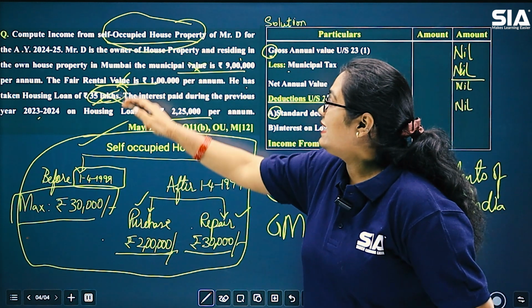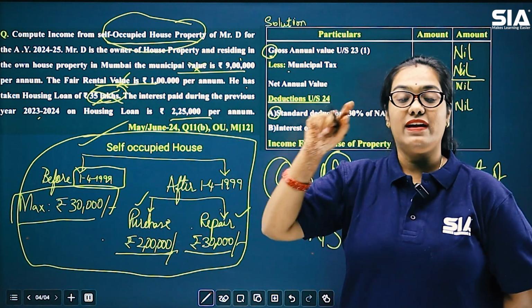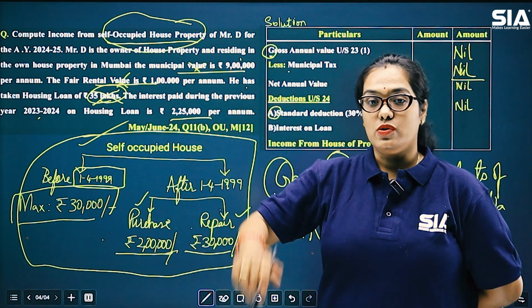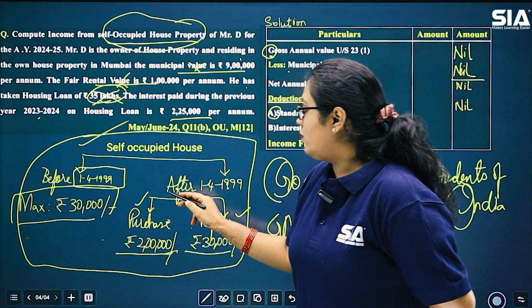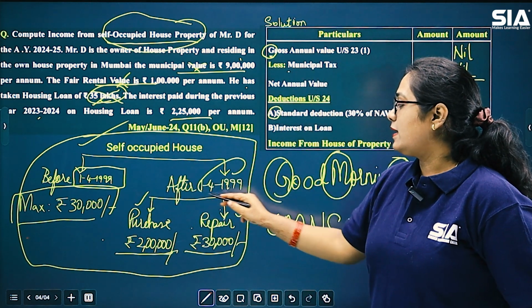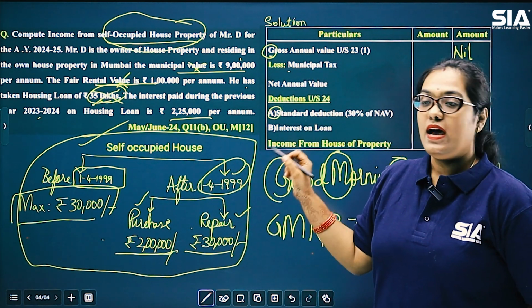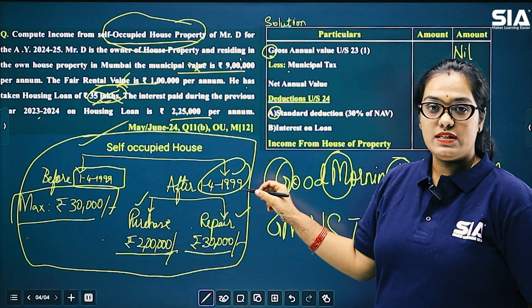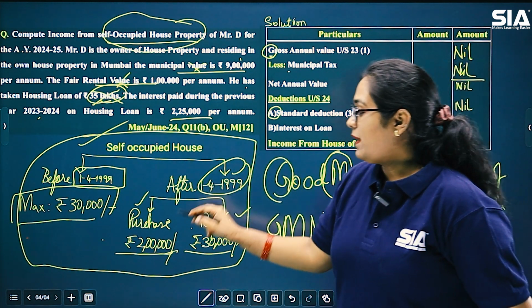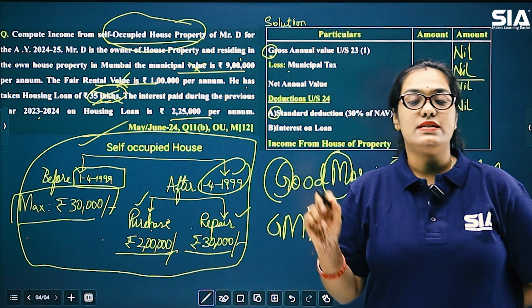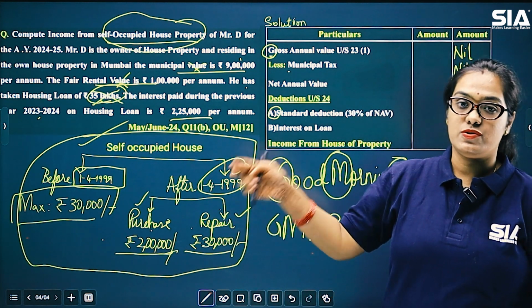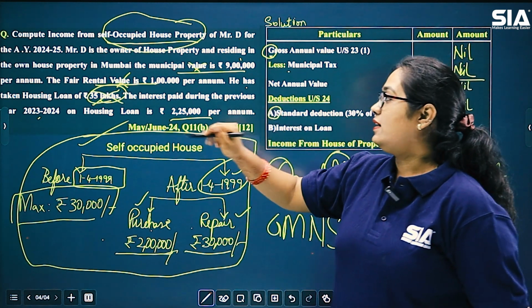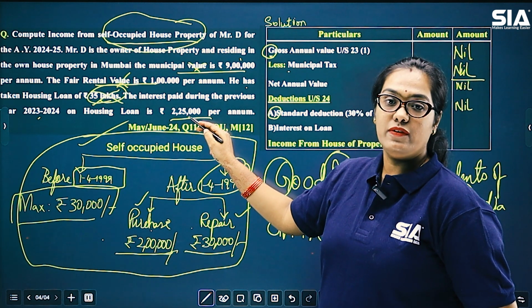Now no date is mentioned to us over here. When was the loan taken? So we will assume that the loan was taken after 1st April 1999. Assuming it is taken after 1st April 1999, the maximum amount that will be allowed as deduction for the purchase of house is rupees 2 lakh. But here the assessee is paying 2 lakh 25,000.